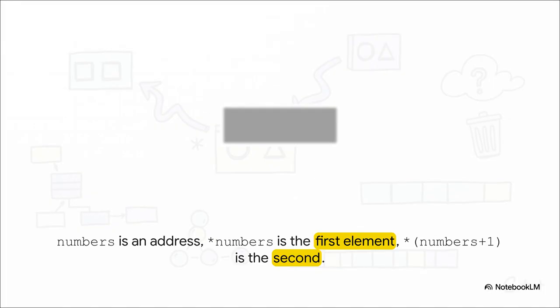And this code just proves it perfectly. Look, if we just print the array name numbers, we get back a memory address. But if we dereference it with star numbers, what do we get? We get the value at that address, 10, the very first element. And check this out. Star numbers plus 1 literally tells the computer, go to the starting address, move one house down the street, and tell me what's inside. And boom, it correctly gives us 20. This is called pointer arithmetic, and it is incredibly fast and efficient.